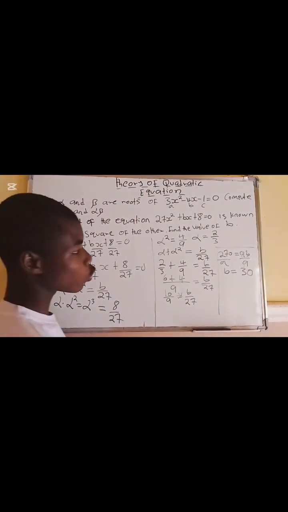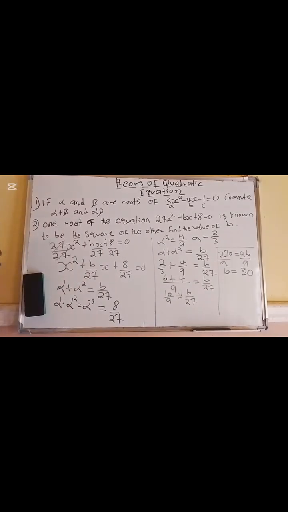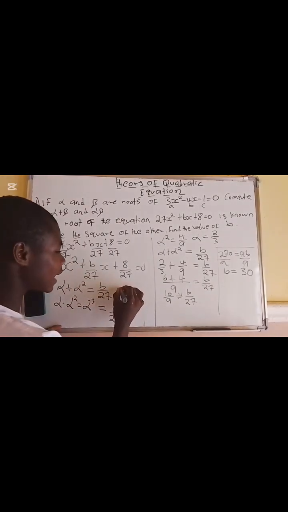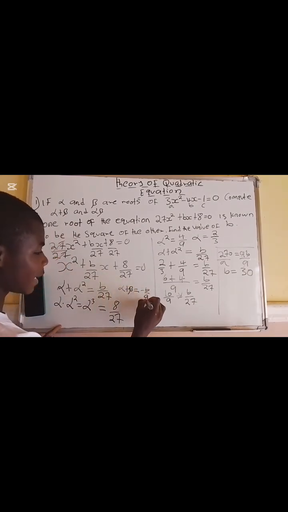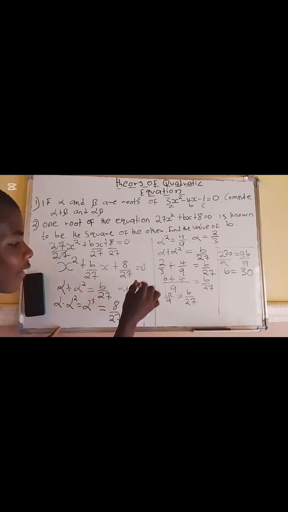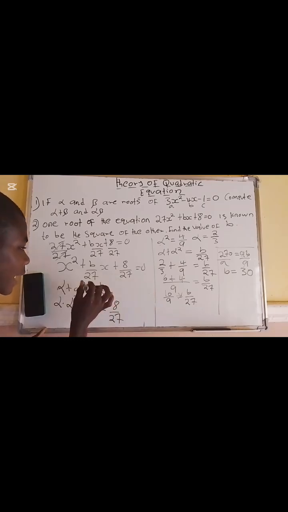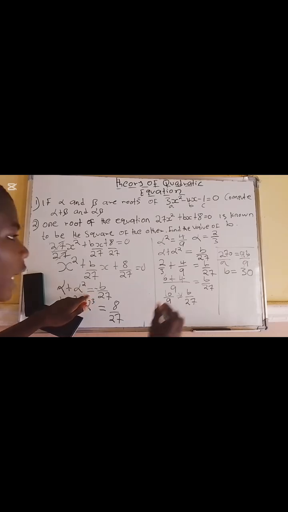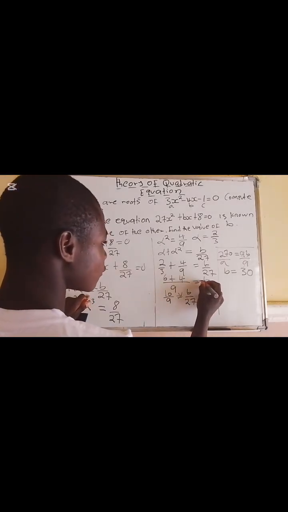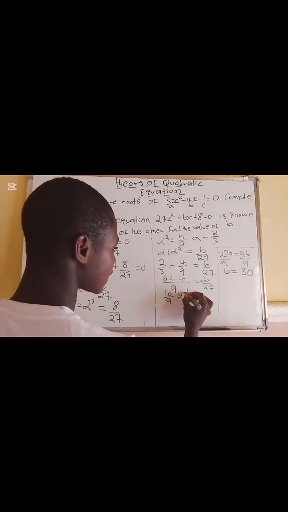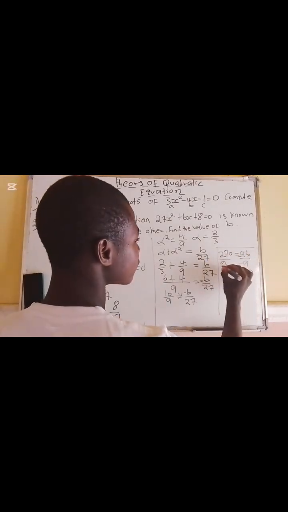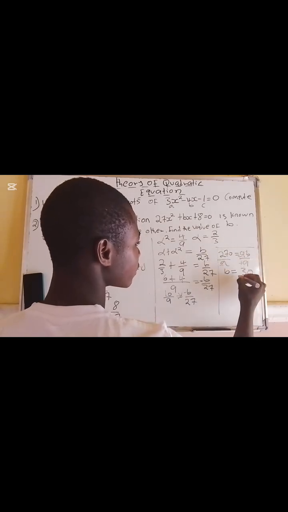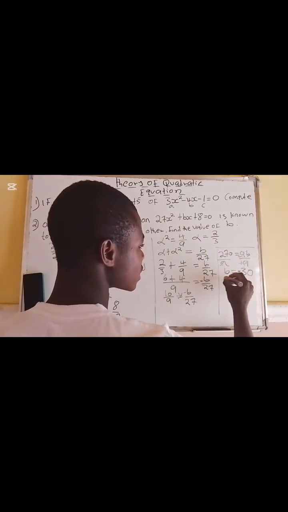But there is something that I just want to tell you. From the formula, alpha plus beta equals minus b over a, and we have the value of a. So there must be a minus sign. I forgot to put the negative sign. So there is a negative sign here, and if I divide both sides by negative, the negative will cancel the negative. So therefore, the answer becomes minus 30.